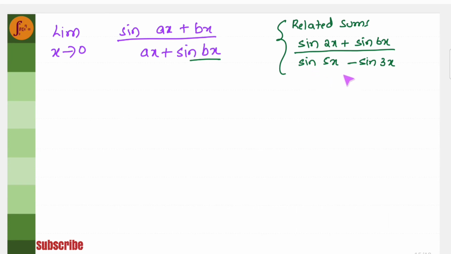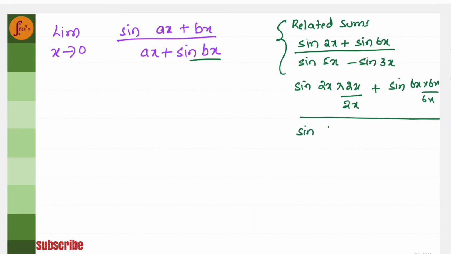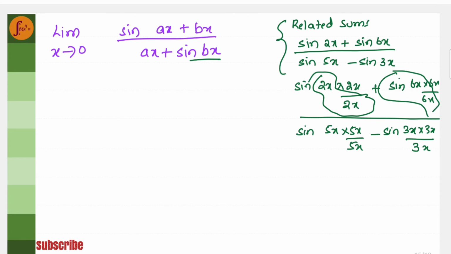There are also related sums. Here also the same thing we'll have to do. If you get sine 2x plus sine 6x, you multiply and divide. So in this case, what you can do, sine 2x into 2x by 2x plus sine 6x into 6x by 6x. Then here sine 5x into 5x by 5x minus sine 3x into 3x by 3x. So apply the limits for this much. Right? And then x and x will get cancelled and then we'll evaluate.